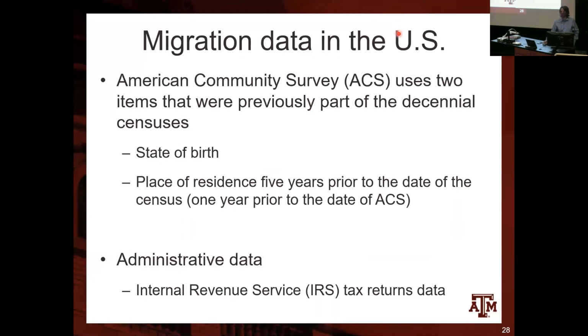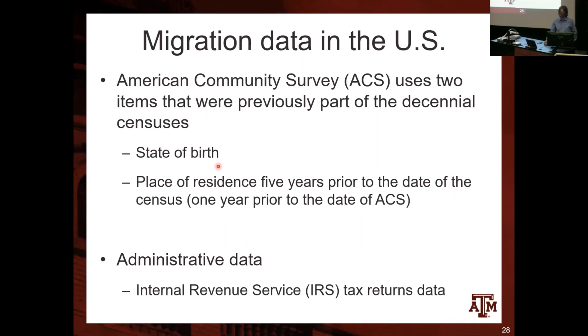Migration data in the US, as I was mentioning before, nowadays we have been using a lot the American Community Survey, the ACS, and we basically can take advantage of two questions that are available now in the American Community Survey that were previously part of the decennial censuses. The decennial census up to 2000 also asked those questions, but after 2000, those questions are asked only in the American Community Survey.